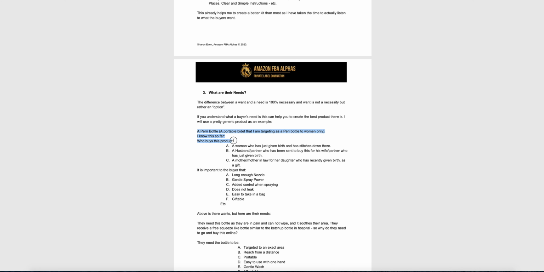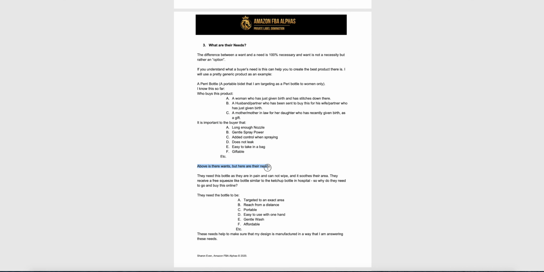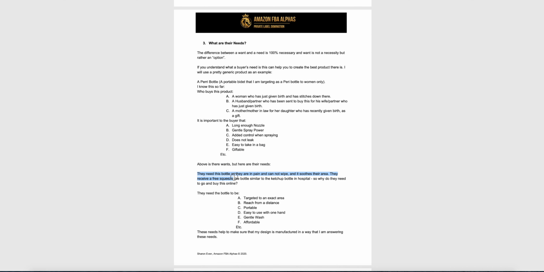So I need to know who buys the product. I need to know what is important to them in order to be able to identify what they actually need. So they need this bottle as they are in pain and they cannot wipe in those areas. And this specific product soothes their area. They receive a free squeeze bottle, similar to a ketchup bottle, in the hospital. I only know this just from reading about the product.